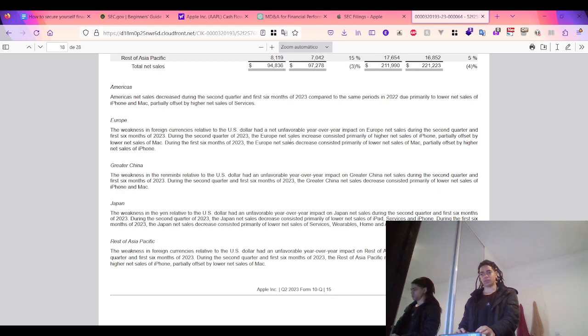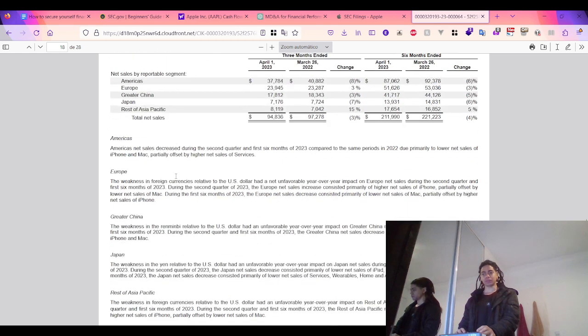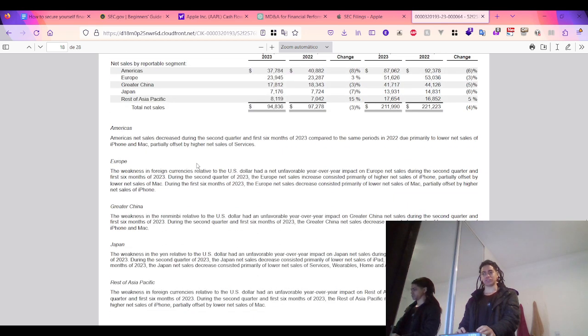Americas, Europe, Greater China, Japan, and rest of Asia. So this MD&A provides a narrative explanation of the company's financial performance. This is something very important for employees to know, to actually know what's going on.